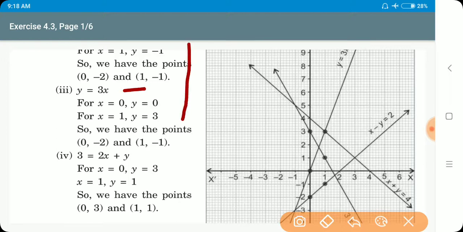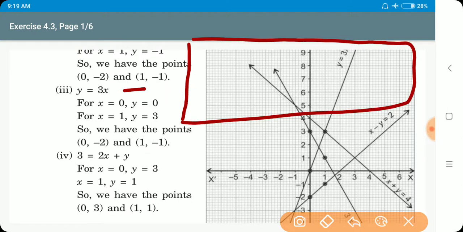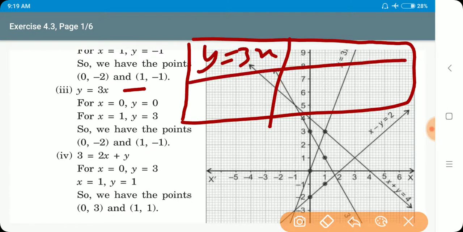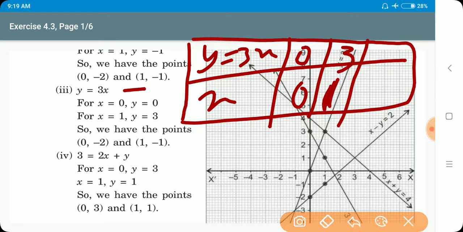So suppose y is equal to 3x. Put x is equal to 0, so y is equal to 0. Put x is equal to 1, so y is equal to 3. Put x is equal to 2, so y is equal to 6.